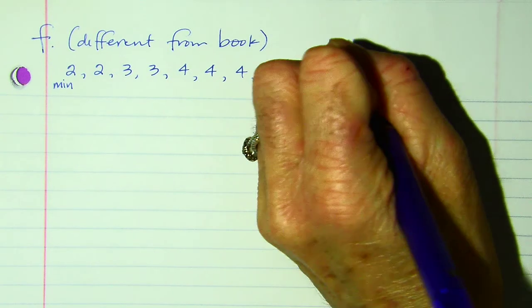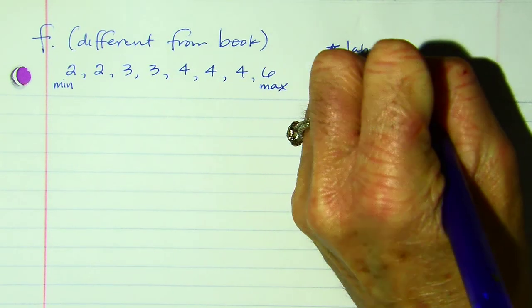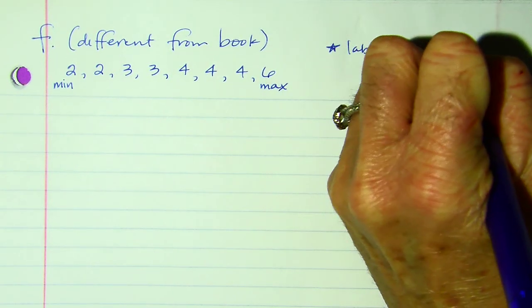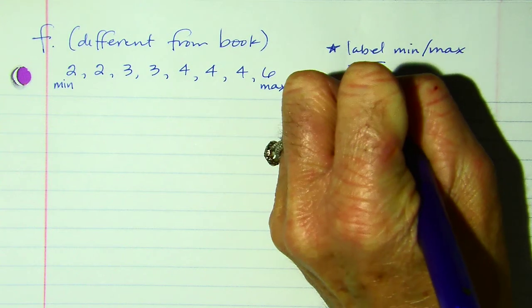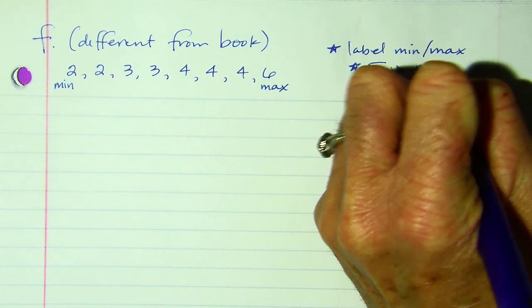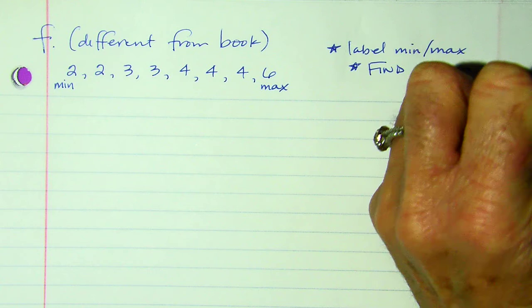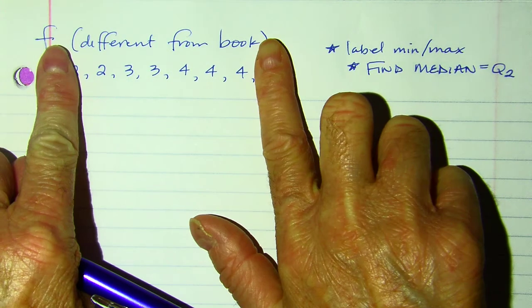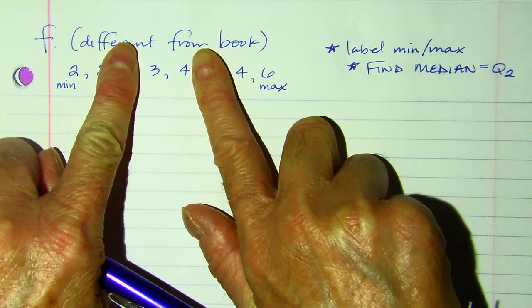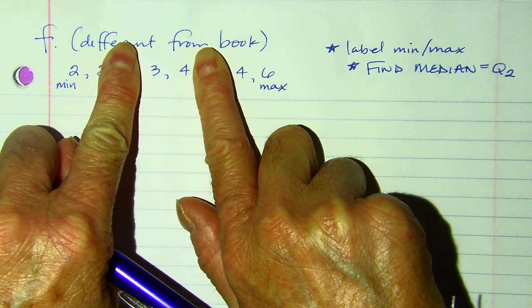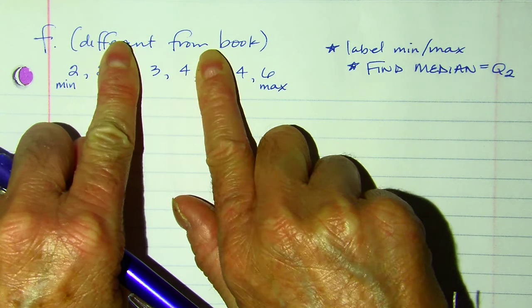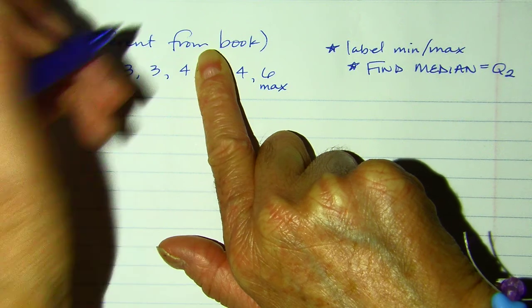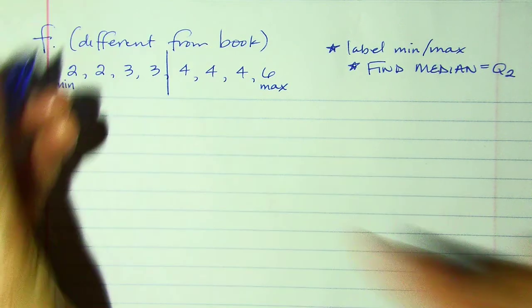So first thing I did is label min and max. Second thing, find median, which is quartile 2. So using your fingers, outside, inside, inside. Now if I kept going, notice I cover everything up. So my median is in between 3 and 4. So I'm going to draw a line.